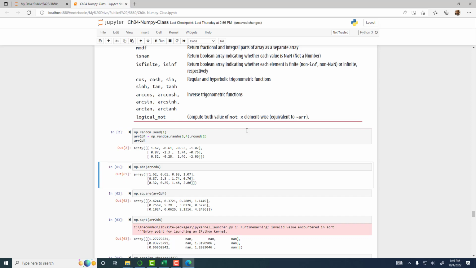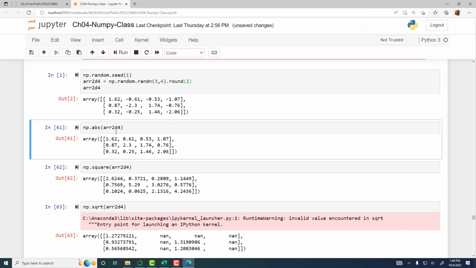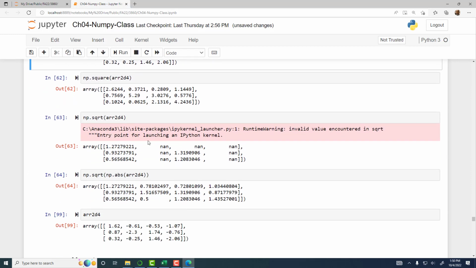So we use an example array. So here we use randn. So that's our normal distribution. So you're going to get positives and negatives. Okay. And if you use the ABS function, you're going to get all absolute values. Square will square all the values. Square root, of course, when you have square root, negatives will not have a square root value, so it will be returned as not a valid number, NaN.